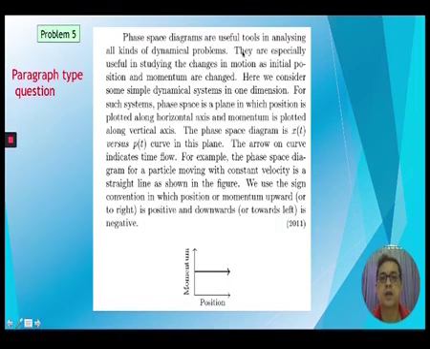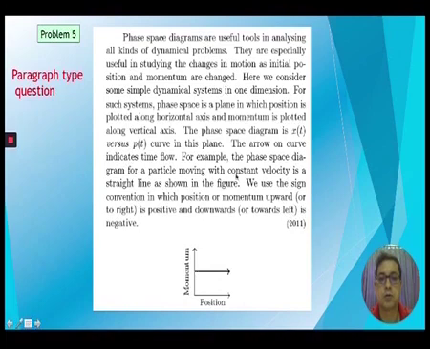The phase space diagrams are useful tools in analyzing all kinds of dynamical problems. They are especially useful in studying the changes in motion as initial position and momentum are changed. Here we consider some simple dynamical system in one dimension. For such a system, phase space is a plane in which position is plotted along the horizontal axis and momentum is plotted along the vertical axis. The phase space diagram is the x versus p curve in this plane. The arrow on the curve indicates the time arrow.